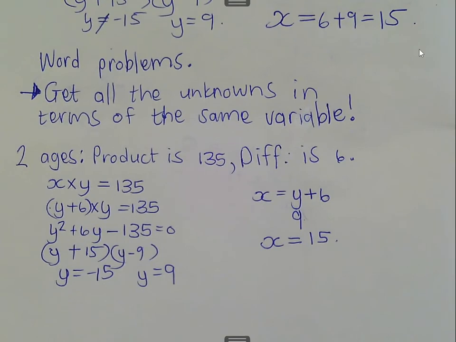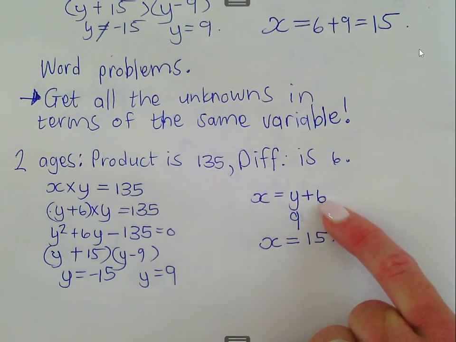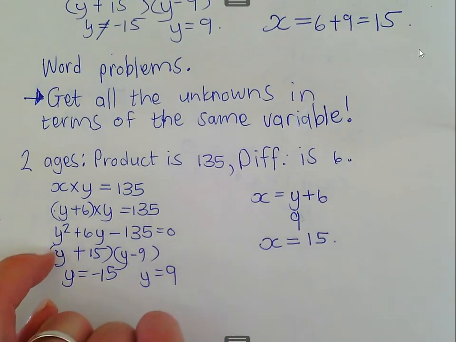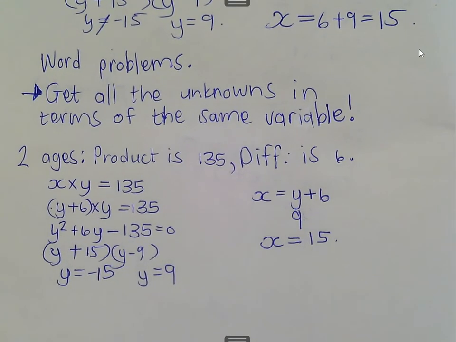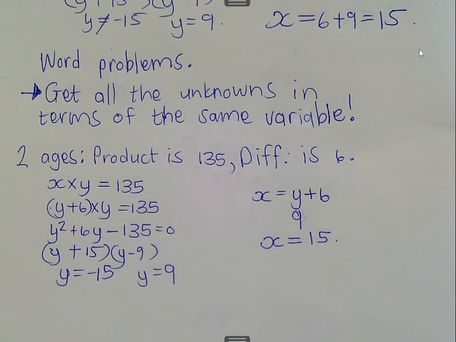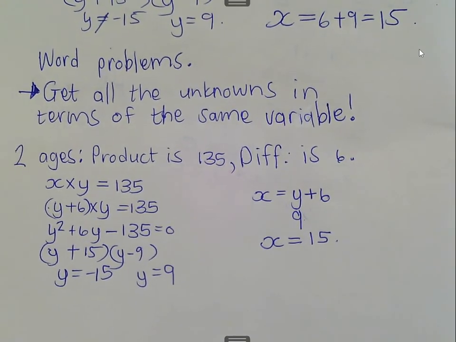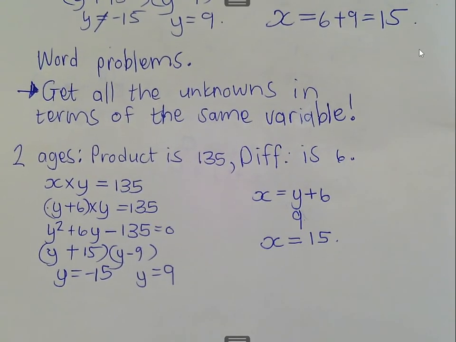Easy, right? So if you had said y minus 6, you would get the answer of 15, and then you would subtract 6 to get the other answer of 9. They're not asking what's x and y. We made it x and y. They want to know what these ages are. They differ by 6. When you multiply them, the product is 135.